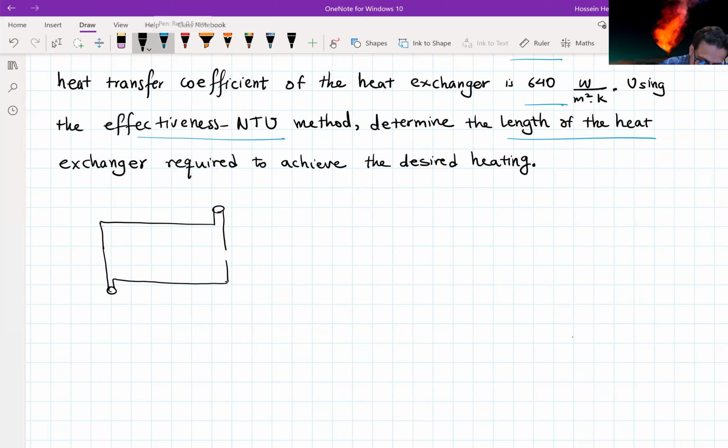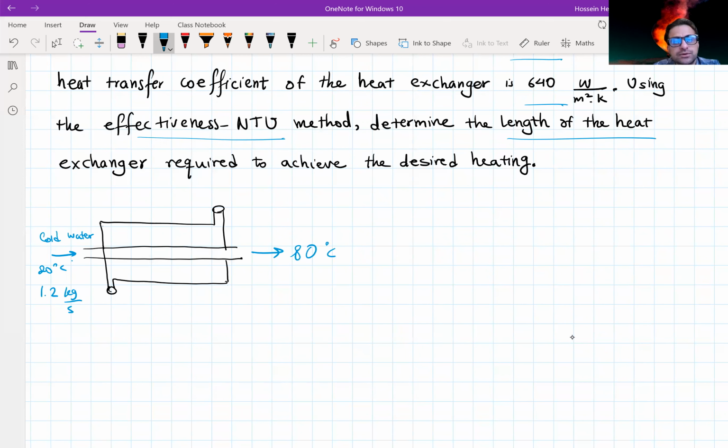I'm not really doing a good job in plotting that, but let's say this is okay. So this is the outer pipe, and this is the inner pipe, and we know cold water gets in, goes out. So this is cold water at 20 degrees C and rate of 1.2 kg per second, and we are planning to have this cold water heat up to 80 degrees C, and then we have a hot stream here.